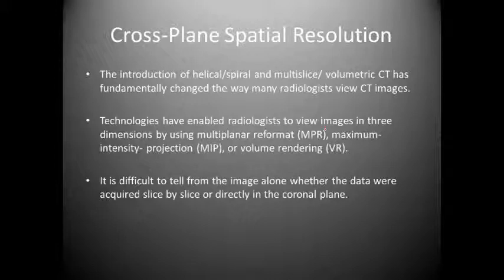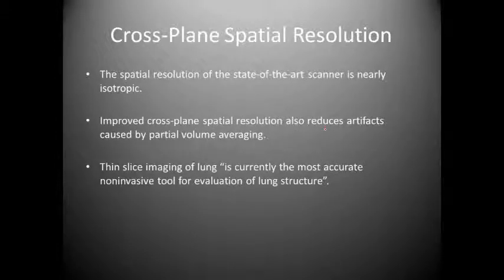It's difficult to tell from the image alone whether the data was acquired slice by slice or directly in the coronal plane. So we've gotten so good at demonstrating images that sometimes it becomes very difficult to discern whether the patient was actually scanned in the coronal plane or we just reconstructed it. The spatial resolution of the state-of-the-art scanner is nearly isotropic, meaning that for every plane it's virtually the same without any decrease in resolution. Improved cross-plane spatial resolution also reduces artifacts caused by partial volume averaging.